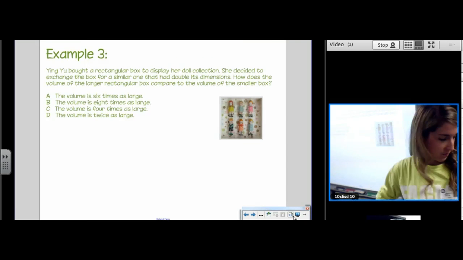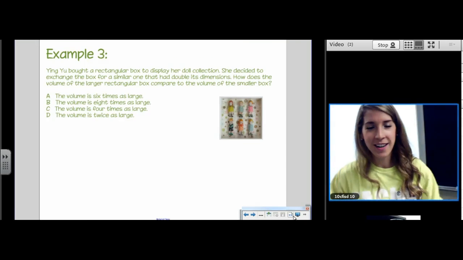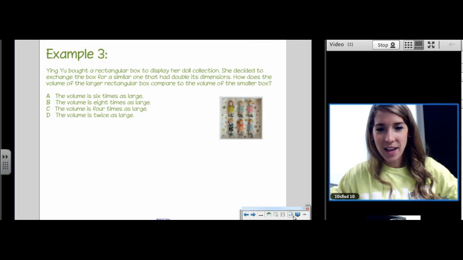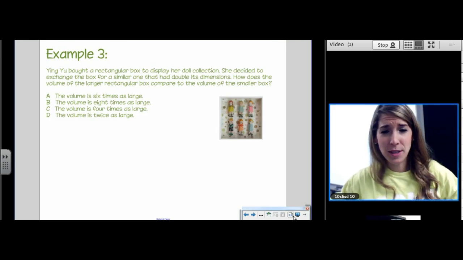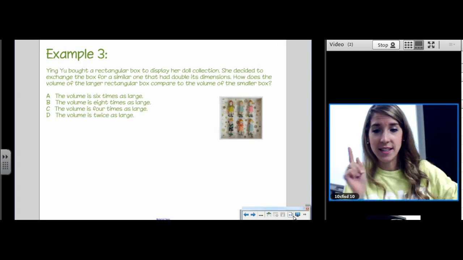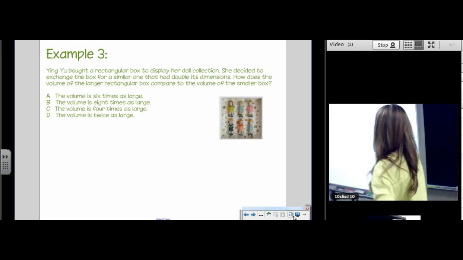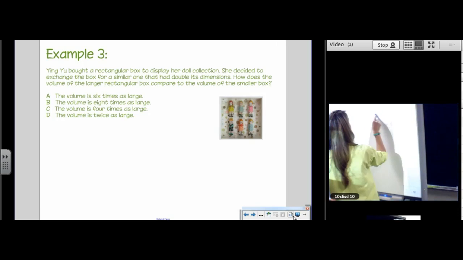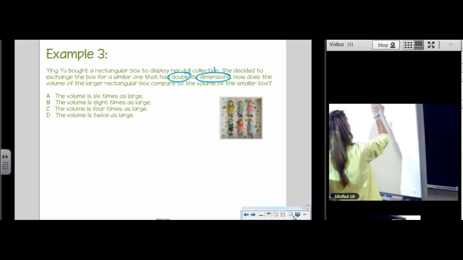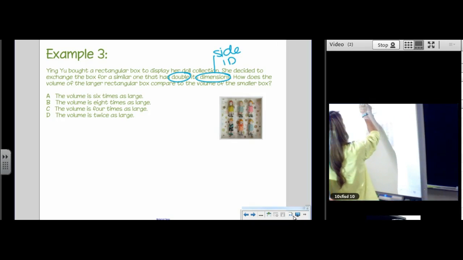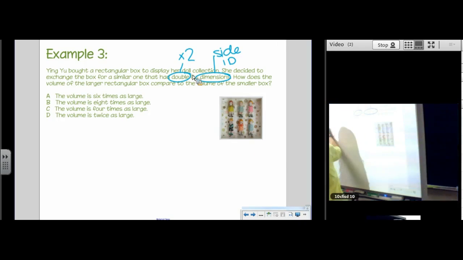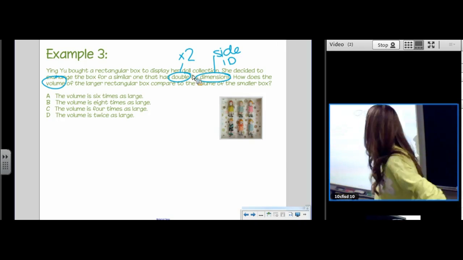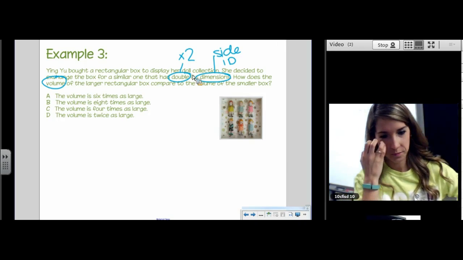Here's another one. We're getting multicultural here. Ying Yu bought a rectangular box to display her doll collection. She decided to exchange the box for a similar one that had double the dimensions. Here's keyword. Double and dimension. Dimension means it's like a side or a height. It means it's 1D, and double means times 2. How does the volume of the box compare to the volume of the smaller one?